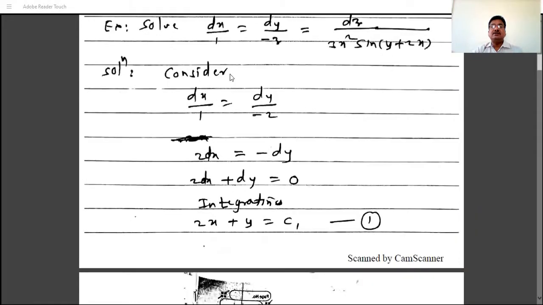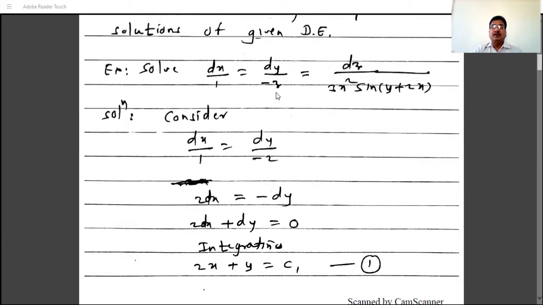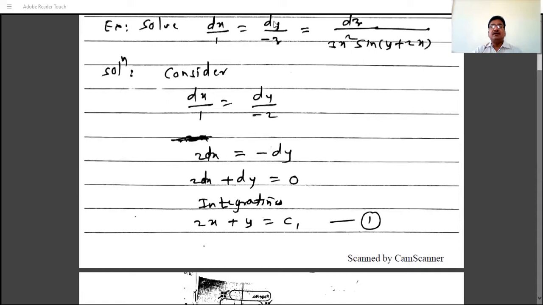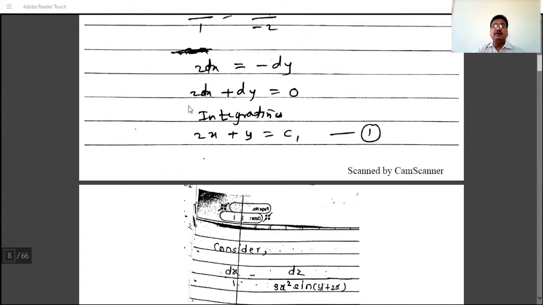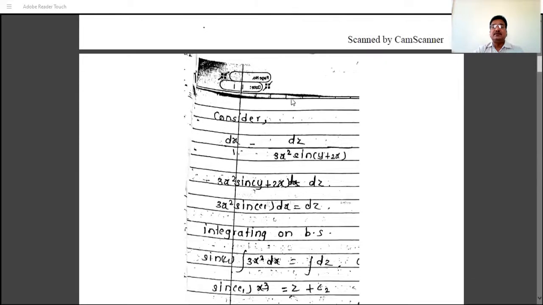Also this is the same type of example, dx by 1, dy by, this is not minus z, this is minus 2, dy by minus 2, and dz by this. So consider dx by 1, dy by minus 2, and then separate the variables, 2 dx is equal to minus dy, then integrating, we have 2x plus y. Integration of a constant is constant into variable, so integration of 2 with respect to x is what? 2x, and then here is 1 dy, integration of 1 is what? 1 into y, or integration of dy is y, is equal to c1.